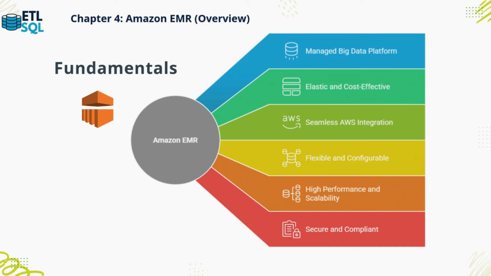A significant advantage is its seamless AWS integration. EMR works harmoniously with other AWS services, creating a cohesive ecosystem for your data processing needs. The platform is also flexible and configurable. You can customize your EMR clusters according to your specific requirements, choosing from various frameworks and tools. When it comes to performance, EMR offers high performance and scalability. It is designed to handle massive workloads efficiently, with the ability to scale horizontally as your data processing needs grow.